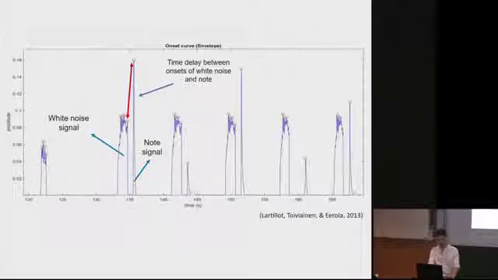We use MIR toolbox to extract the note onset, and what we were interested in is the time delay between the onsets of the white noise, so the peak that you see on this white noise, and then the peak in the note signal. So finally, the transposition level was defined as the difference in delay time between the transposing conditions and the non-transposing conditions.